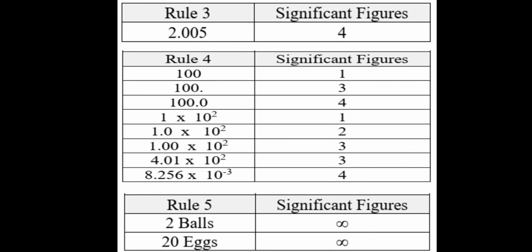Now come to the last rule, that is rule number 5. Counting the number of objects, for example 2 balls or 20 eggs, have infinite significant figures, as these are exact numbers and can be represented by writing an infinite number of zeros after placing a decimal, that is 2 is equal to 2.00000, or 20 we can write as 20.0000.